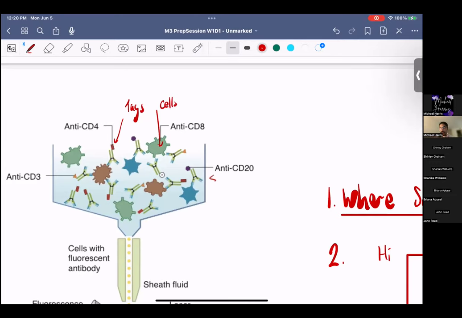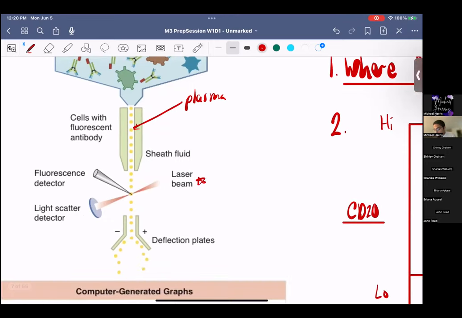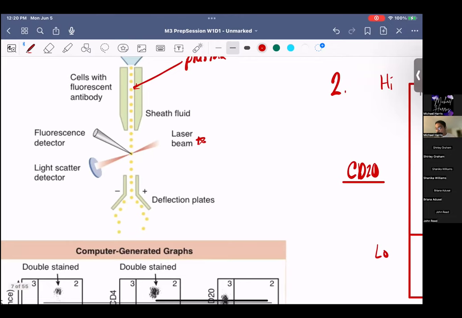We're taking these tagged cells and pushing them through a fluid sheath, which would essentially be your plasma. We're pushing this down a single stream and shooting it with a laser beam. As a result, the laser beam ionizes it, making the cell positively or negatively charged. So then we can differentiate: is it positive for the marker we put on it, or negative for this marker? Does that make sense?